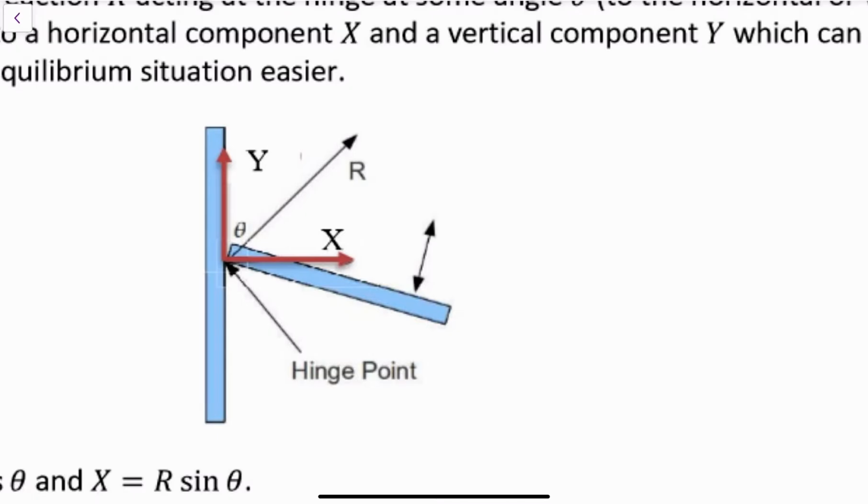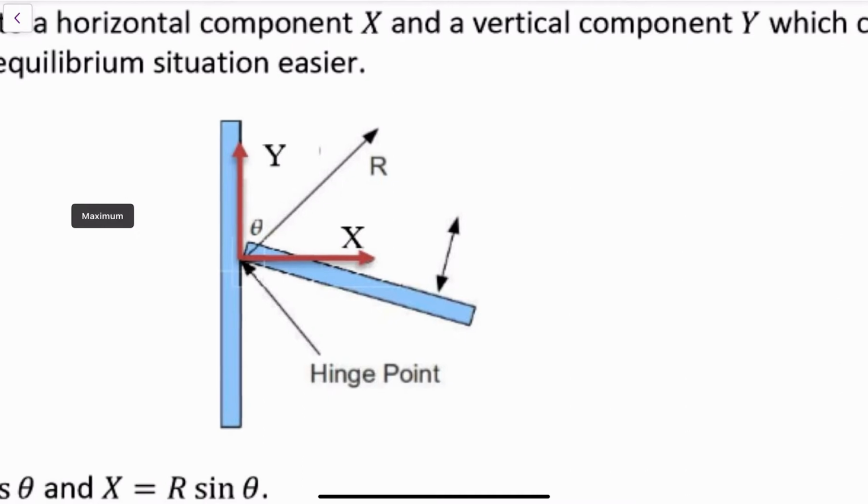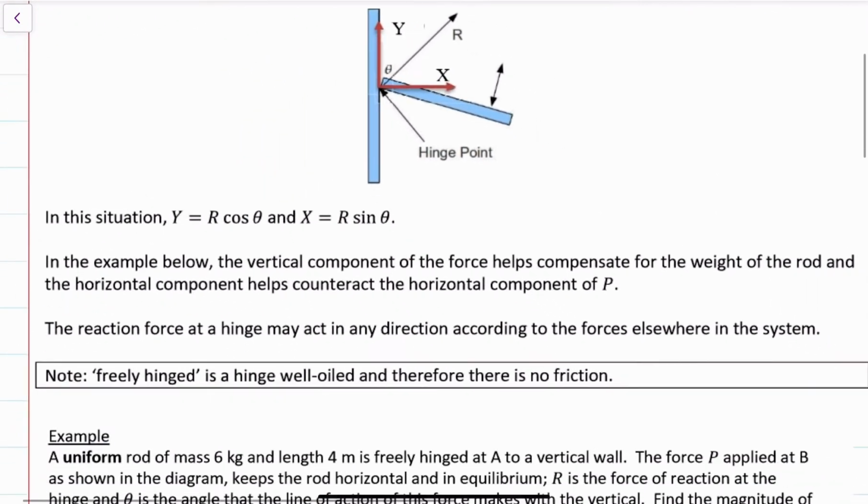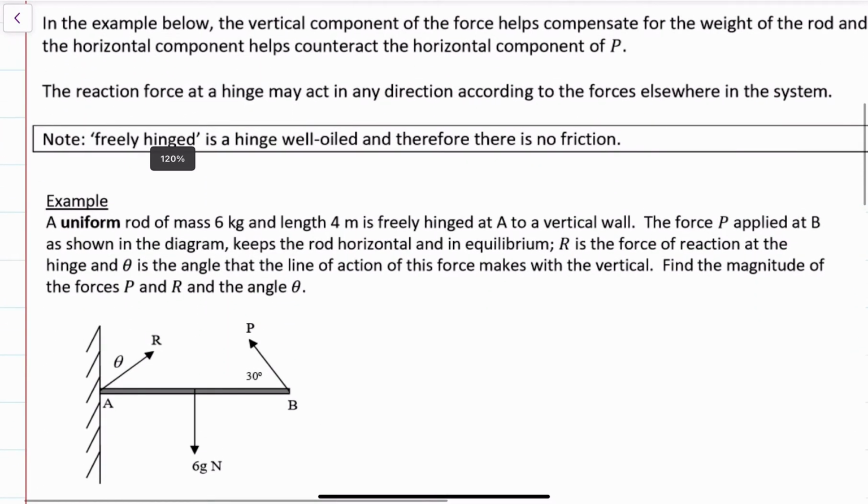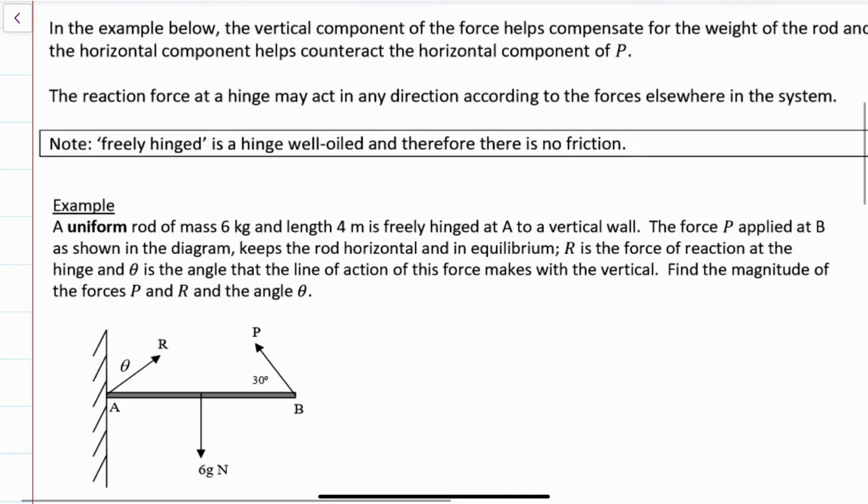Do it whatever way the question asks you. If it does ask you a certain way, make sure you do it that way. If not, then you can make a decision yourself. Note it says here, freely hinged is well-oiled and therefore there's no friction. So that's one of the assumptions. Any assumptions you make, you'd say there's no friction in the hinge.